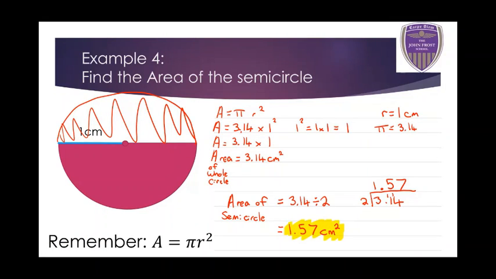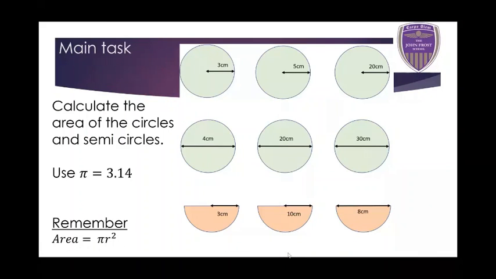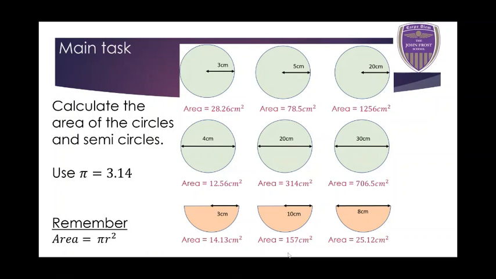So when you're dealing with a semicircle, you find out the area of the whole circle, and then you divide that number by 2. Let's have a look at the main task. So pause the video, and have a go at finding the area of these circles and semicircles. Best of luck. So here are the answers. Very well done if you got them all right. And let's move on to the checking question now.